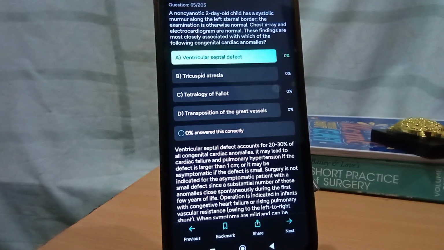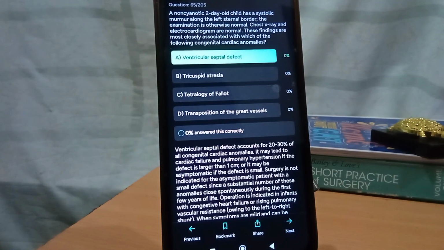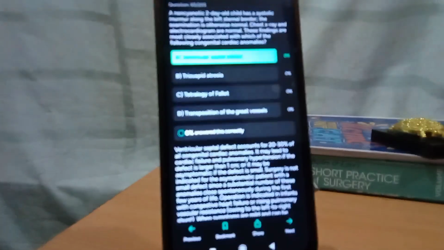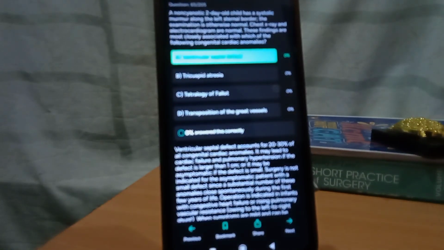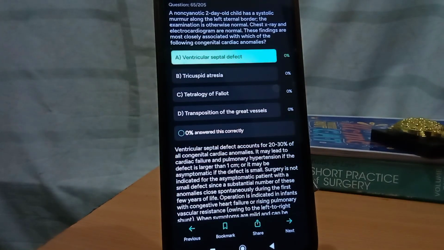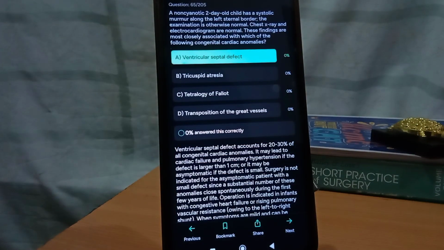Ventricular septal defect accounts for 20 to 30% of all congenital cardiac anomalies. It may lead to cardiac failure and pulmonary hypertension if the defect is larger than 1 centimeter, or it may be asymptomatic if the defect is small. Surgery is not indicated for asymptomatic patients with a small defect, since a substantial number of these anomalies close spontaneously during the first year of life.